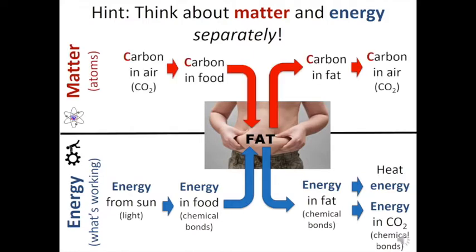So while the pathways that matter and energy take through a biological system may look similar, they're actually two different processes. Remember that when we're talking about matter moving through systems, we're talking about objects. Where are the atoms going? When we talk about energy moving through systems, we're talking about what's able to do work. How is that property being transformed?